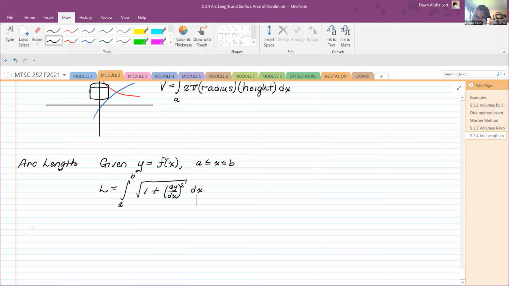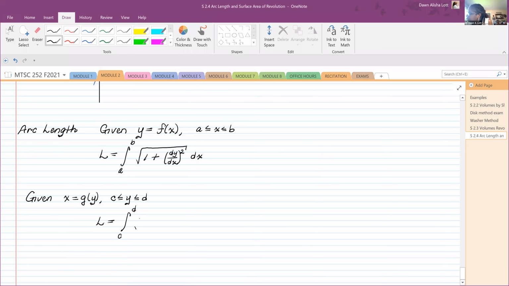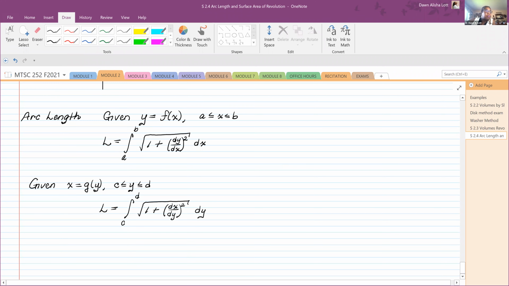And given x equals a function of y, c less than or equal to y less than or equal to d, then the length is equal to the integral from c to d of the square root of 1 plus dx/dy squared dy. Okay, so that's what we've learned in this module thus far.